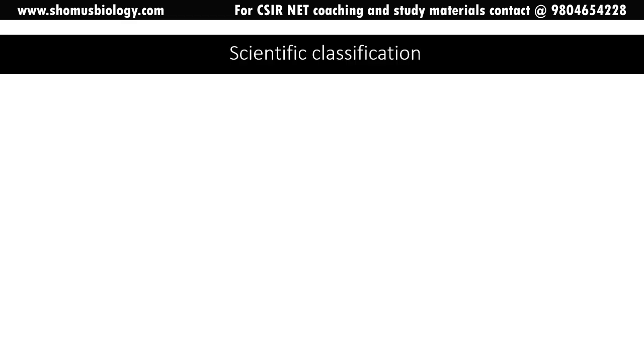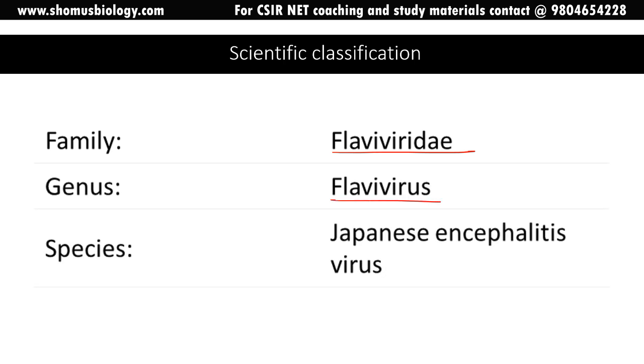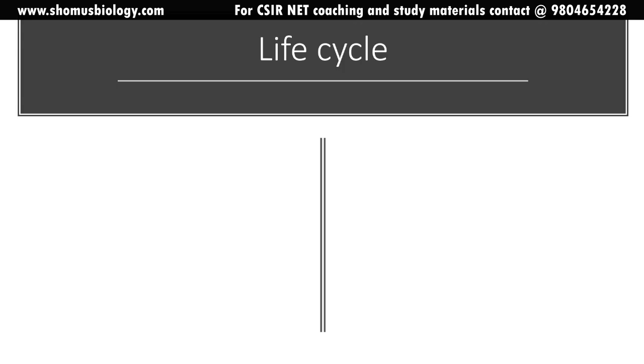Let's look at the scientific classification here. The family is Flaviviridae, the genus is Flavivirus, and the species is Japanese encephalitis virus. This is the scientific classification. It belongs to the Flaviviridae family and the genus Flavivirus. Let's look at the life cycle. But before going into the details of the life cycle of the virus and how it infects the host cell and grows inside it, we will also see exactly how they maintain the host and reservoir structure.